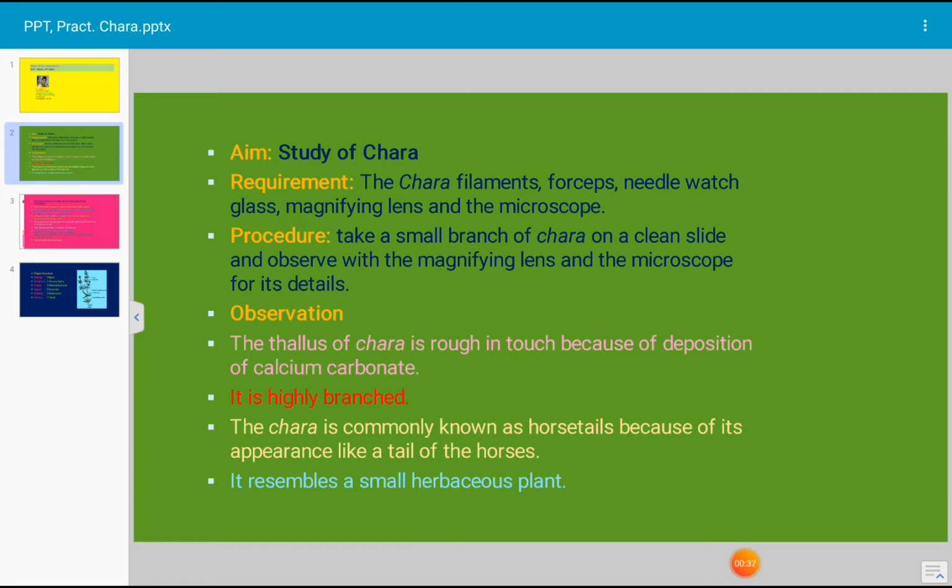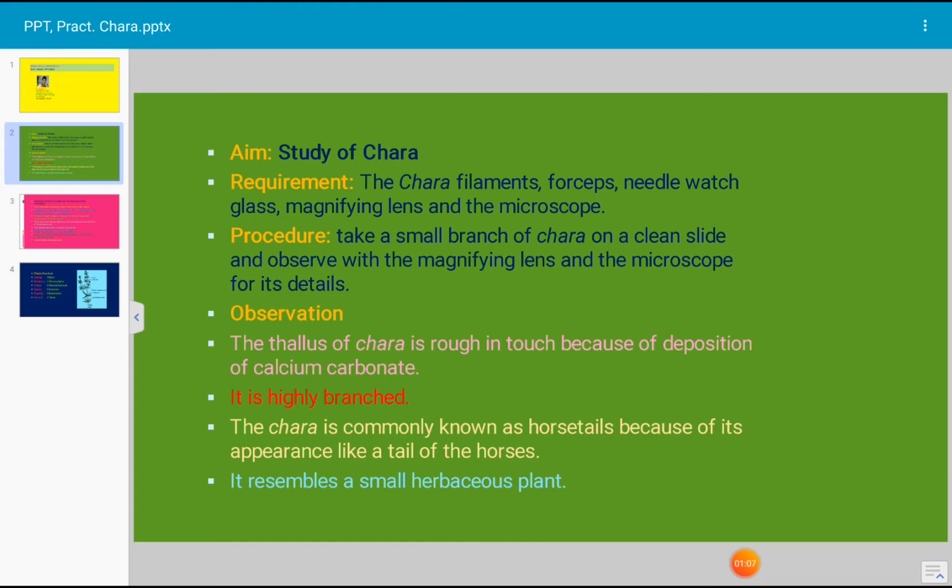In procedure, what we have to do: take a small branch of Chara on a clean slide and observe with the help of magnifying lens, and we can study the external morphology with the help of magnifying lens, because it is a very large sized algae, it is a naked algae, and we can write all the details of external morphology.